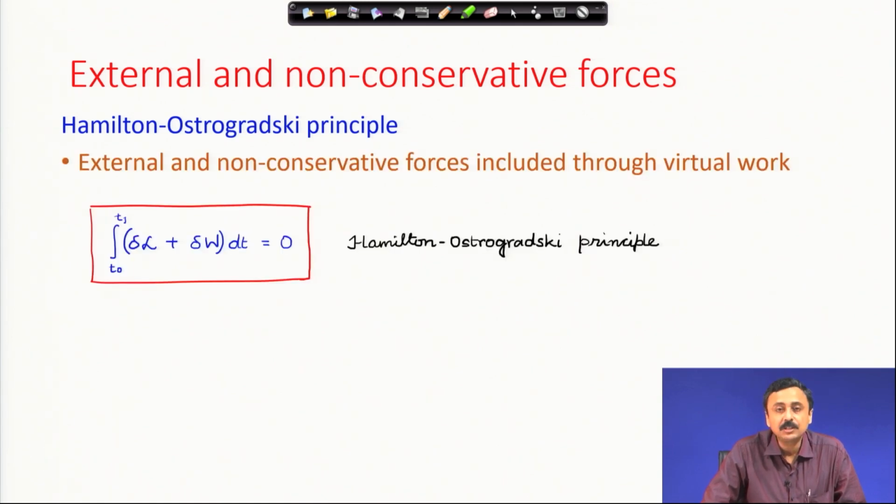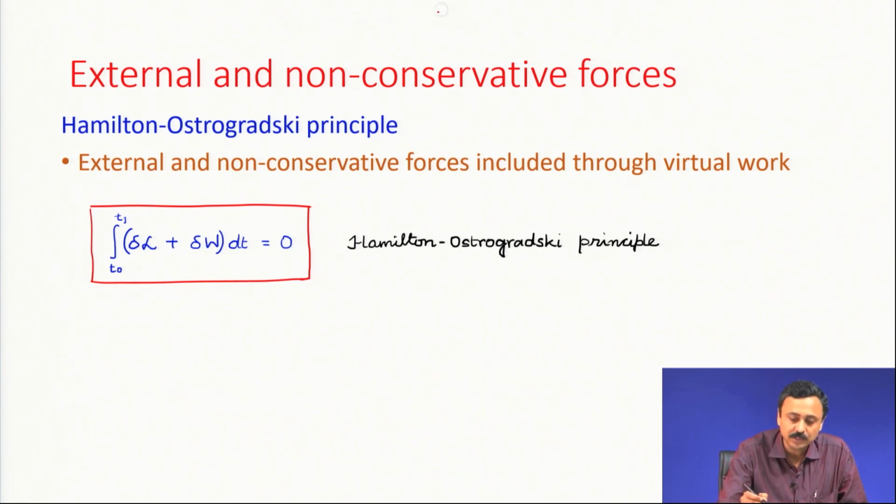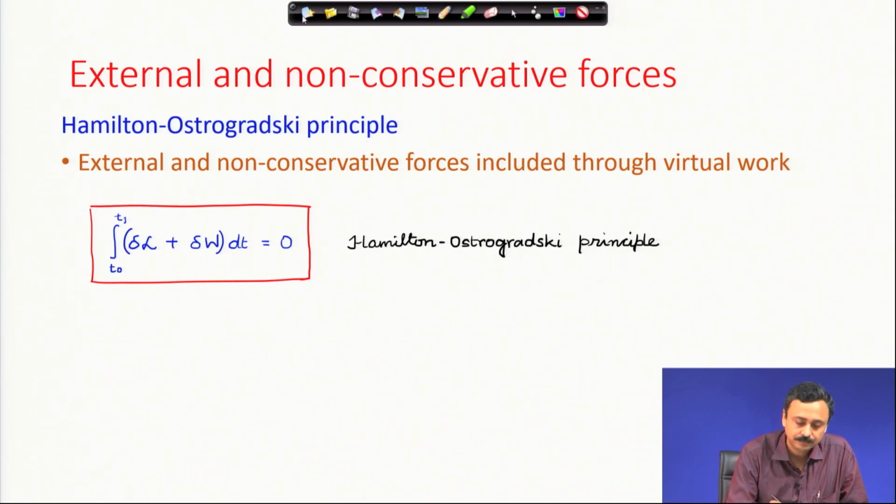Now, when we have external or non-conservative forces, we include that in the statement of what is known as the Hamilton-Ostrogradsky principle, as delta W. As you can see, delta L plus delta W, integrated over time from t0 to t1, is equal to 0. This is known as the Hamilton-Ostrogradsky principle. Here we have introduced this additional term, which is known as virtual work. This delta W is known as virtual work.